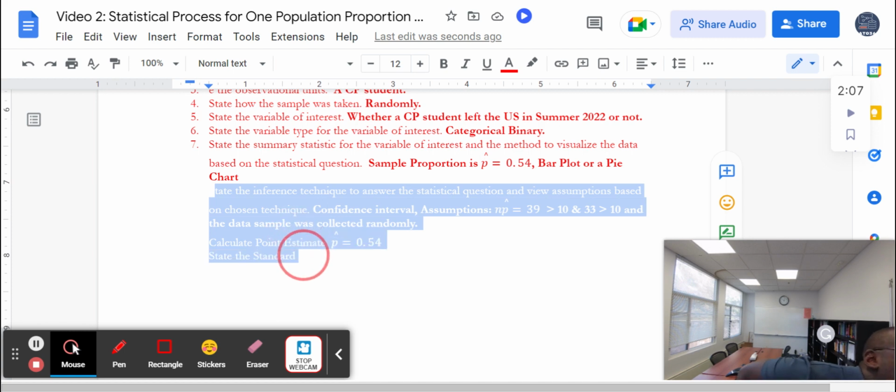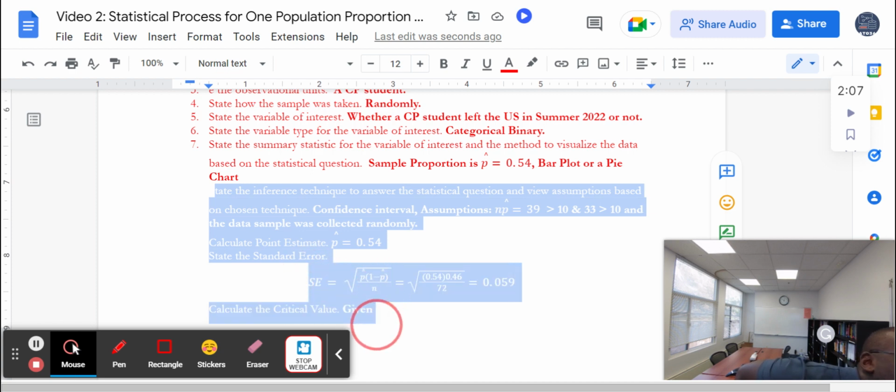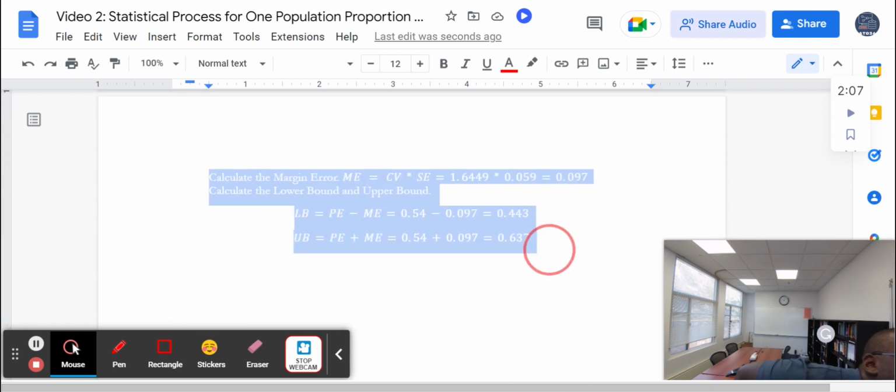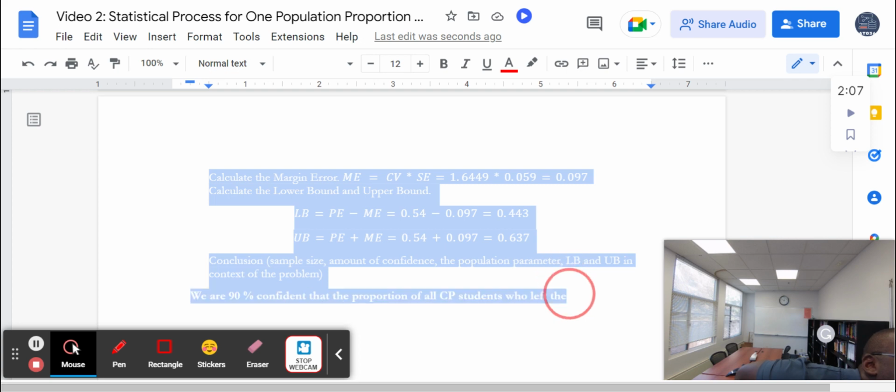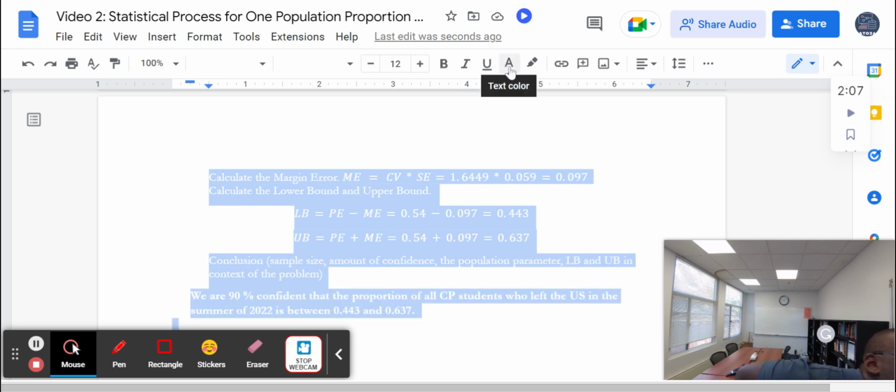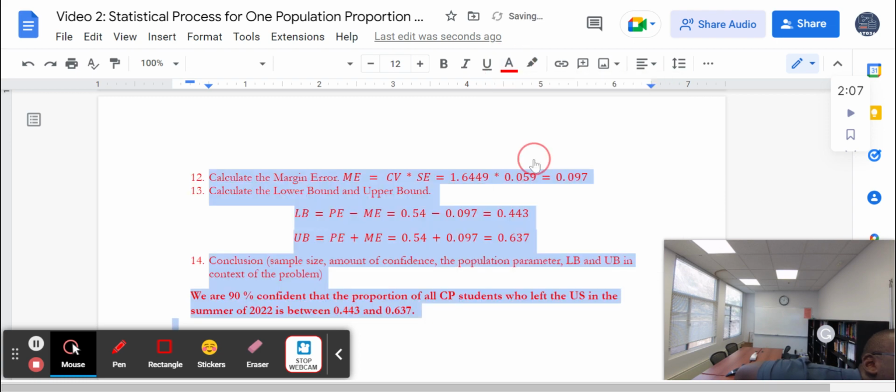Okay, so we want to calculate the point estimate. This is the frequency of the level of interest, which is if they left the United States, divided by the sample size, which is I believe 72. We get 0.54. State the standard error. That's the standard error. State the critical value. It's given to us. Okay. And then here's the math. And then here's our conclusion. And so forth. So I'll be posting these answers if you didn't get to write it down.